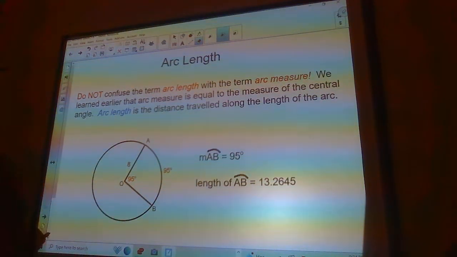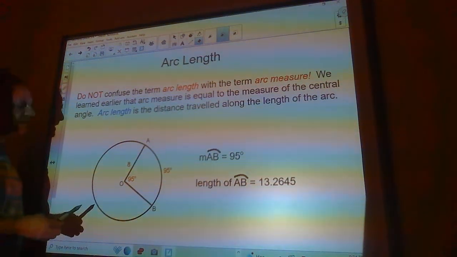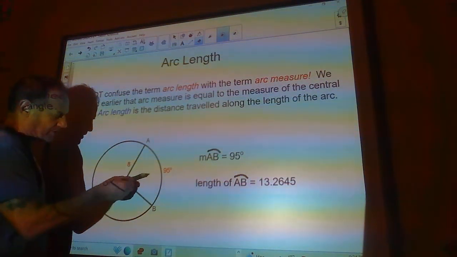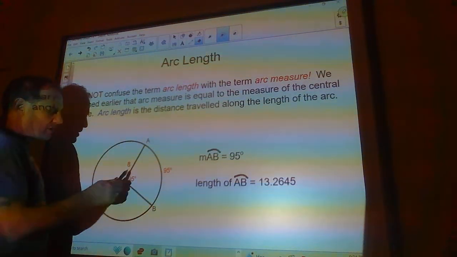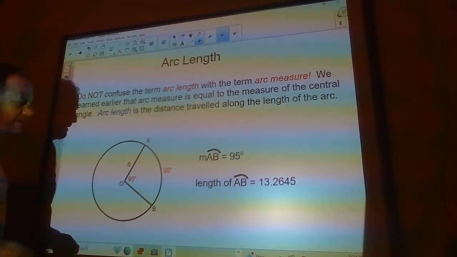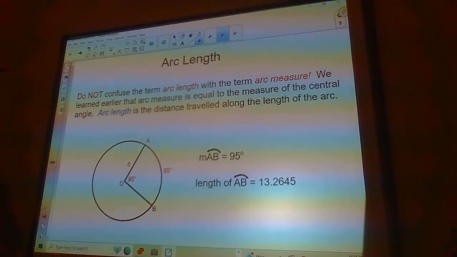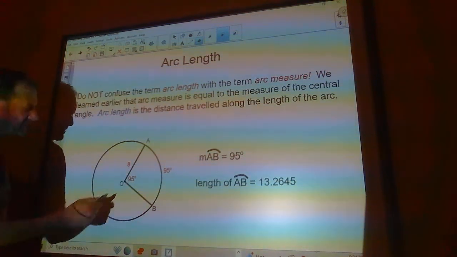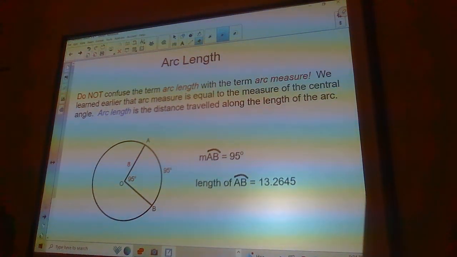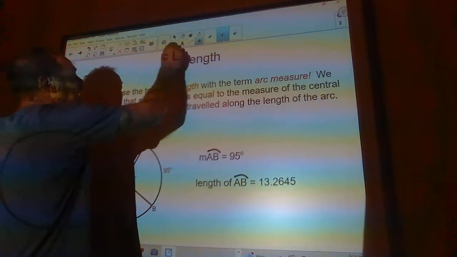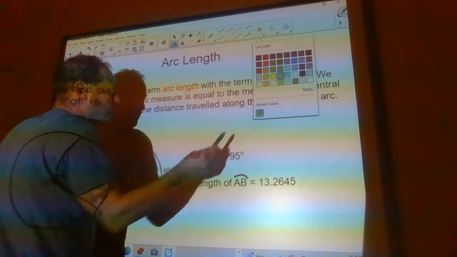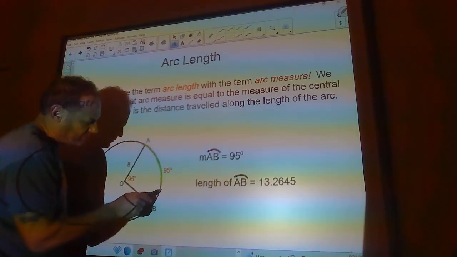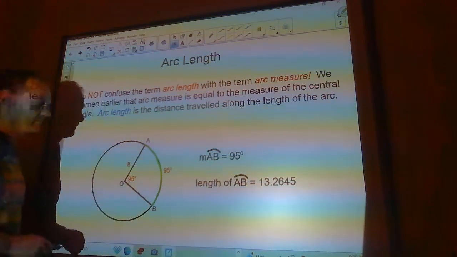Okay, we learned earlier that the arc measure is equal to the measure of the central angle. So it's like if I was standing here at O and I was looking at A and then I turned so that I'm now looking at B, what's the angle that I made? That's the arc measure. So the arc measure of arc AB right here is 95 degrees because the central angle is 95 degrees. Now the arc length is the distance that I would have to walk if I was to start here at A and walk around the circle to point B.